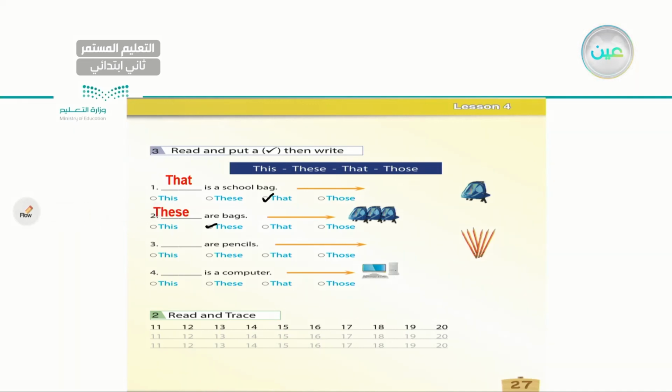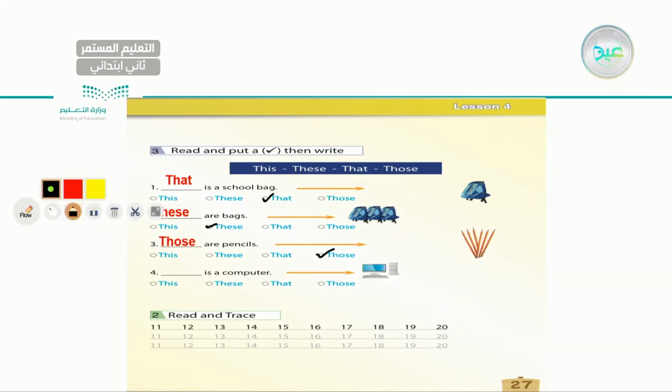How about number 3? Are pencils, plural, pencils. This, these, that, and those. I have 1, 2, 3, 4. I have 6 pencils. So it's either these or those. And since they are far away, I will go with those. Very good. Those are pencils.